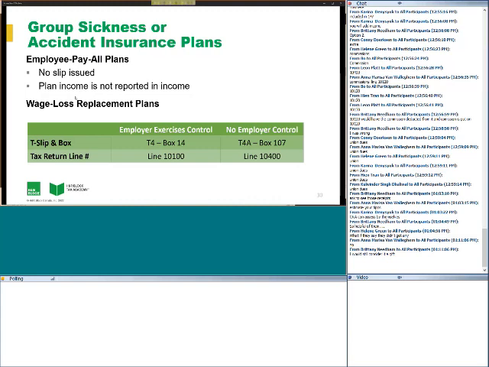In that case, it is taxable. So if the employer is exercising control over the plan and the employer is contributing to the plan, you will get one of two slips if you are on disability.